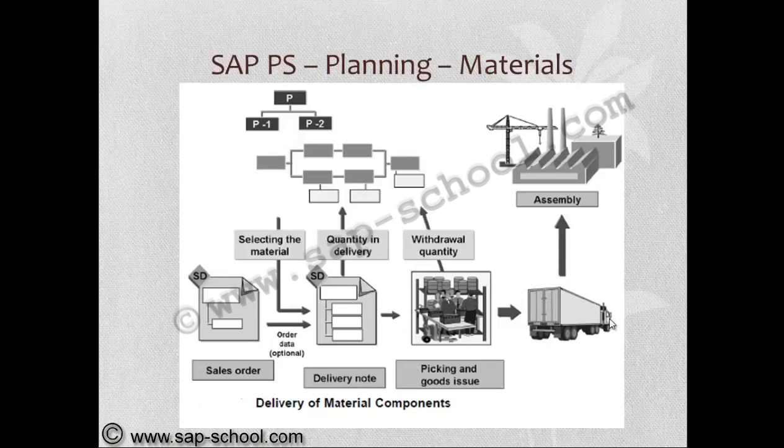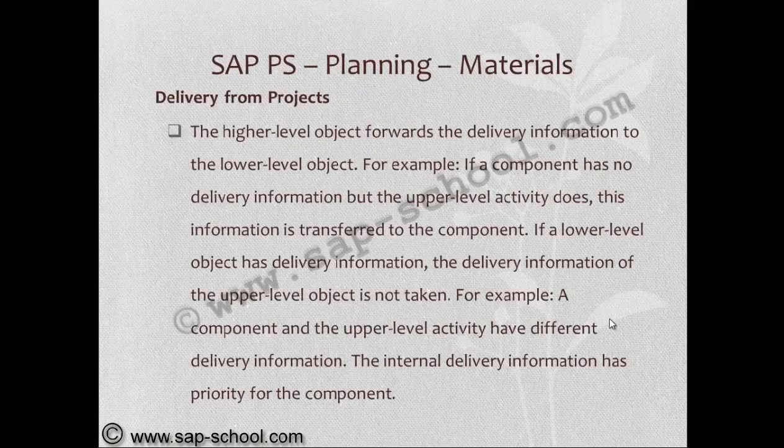We are selecting the materials from the WBS elements and activities, and quantities in the delivery will be from the delivery note, and withdrawal quantity will be taken from the goods issue. The higher level object forwards the delivery information to the lower level object. That means if a component has no delivery information but the upper level activity does, this information is transferred to the component. If a lower level object has delivery information, the delivery information of the upper level object is not taken.